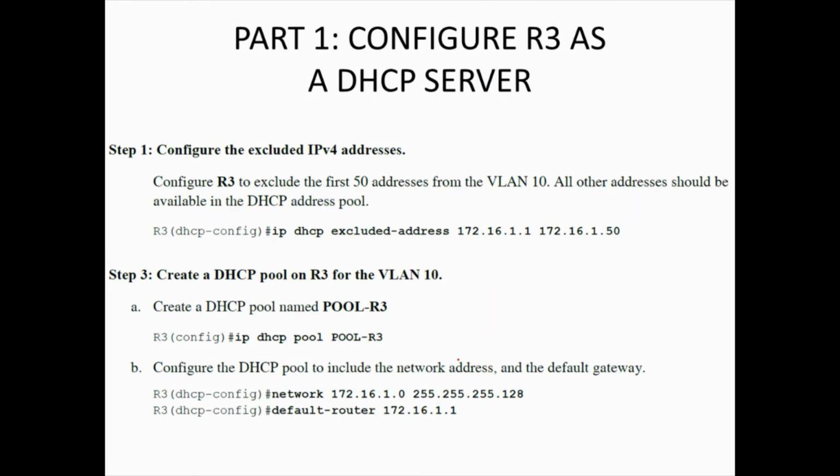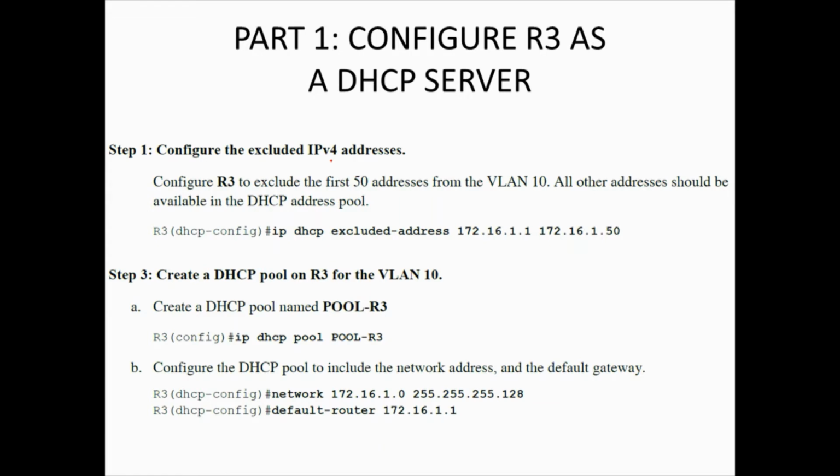Right. So the first part is how we can configure R3 as a DHCP server. First of all, we have to configure the excluded IPv4 addresses. This I have explained repeatedly in the lecture session. In order for you to configure routers as a DHCP server, instead of specifying the IP addresses that you want to include in the address scope, in Cisco iOS, we specify the IP addresses that we do not want to include in the DHCP address pool.